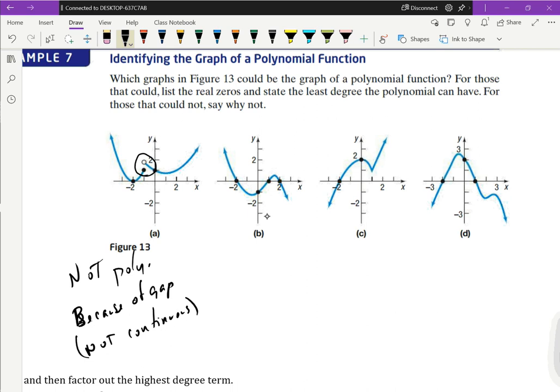Taking a look at example letter B here, looks like we are continuous as we follow through. We're also very smooth. So this one, yes, is a polynomial function. Where are the zeros of our function? Looks like our zeros of function are over here at -2, over here at 1, and then also at 2. Okay? So we have 3 zeros here in this particular graph. And then also we have, looks like, a turning point down here and a turning point up there. So we have 2 turning points.